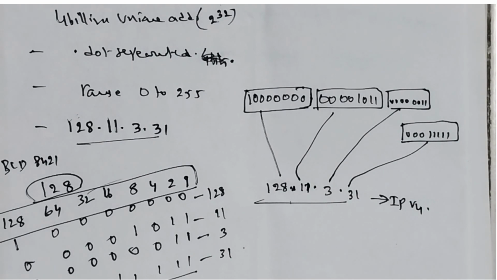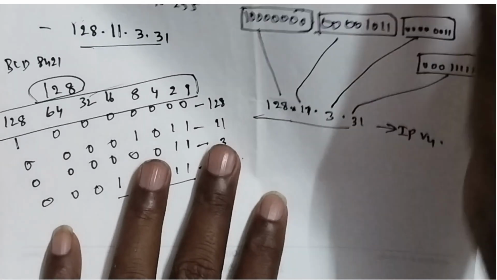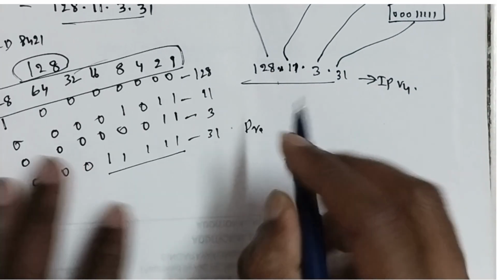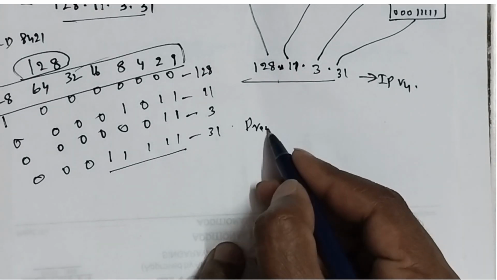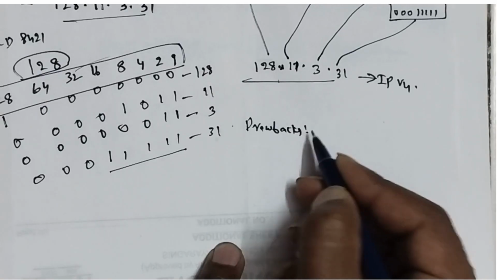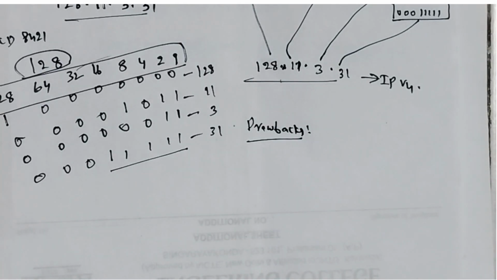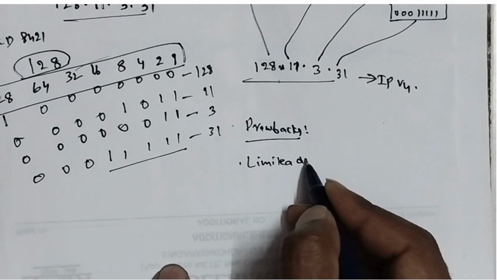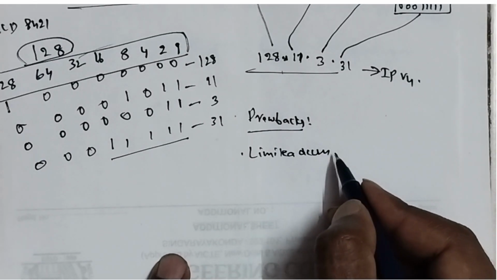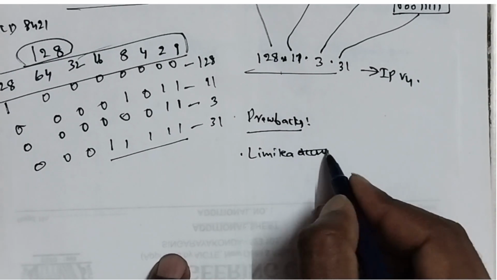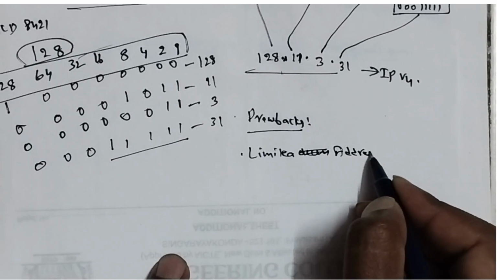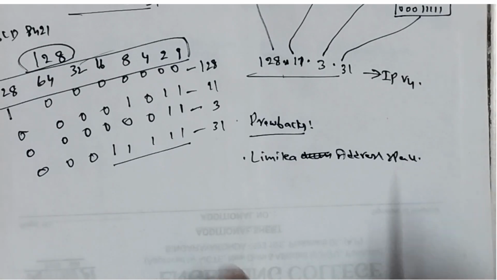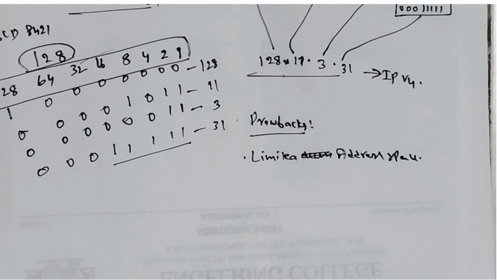What is the drawback of this IPv4? The drawback of IPv4 is limited address space. What is the limited address space? It has a limited number of addresses, which is not enough for the growing number of devices connecting to the internet.